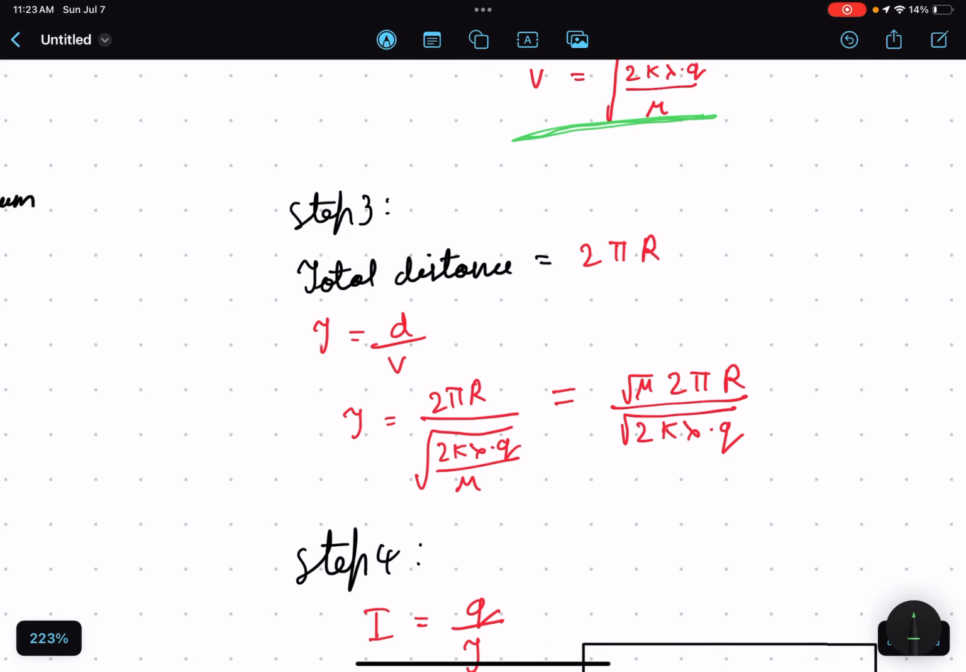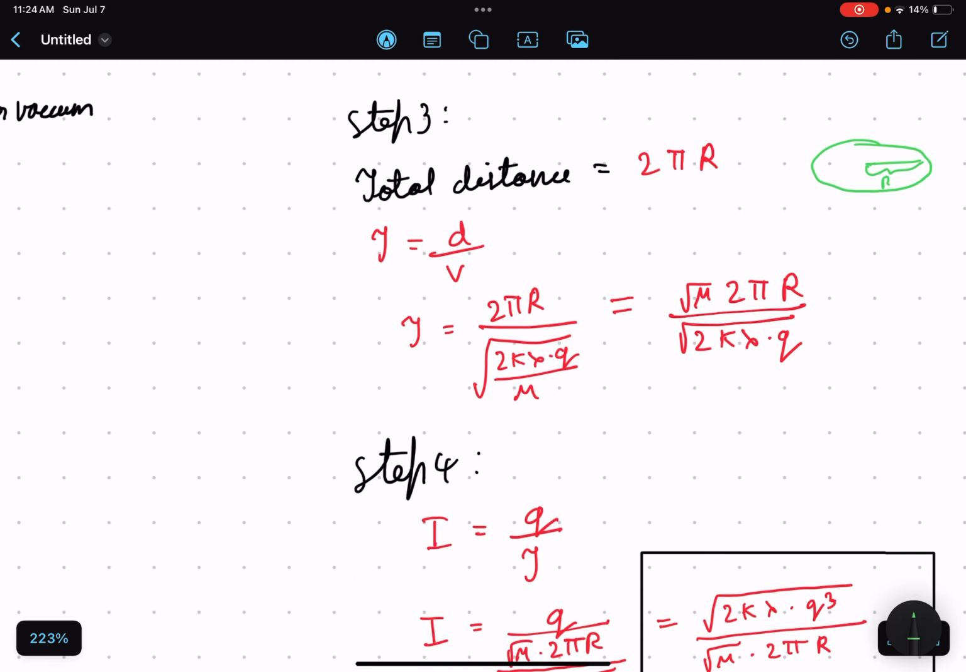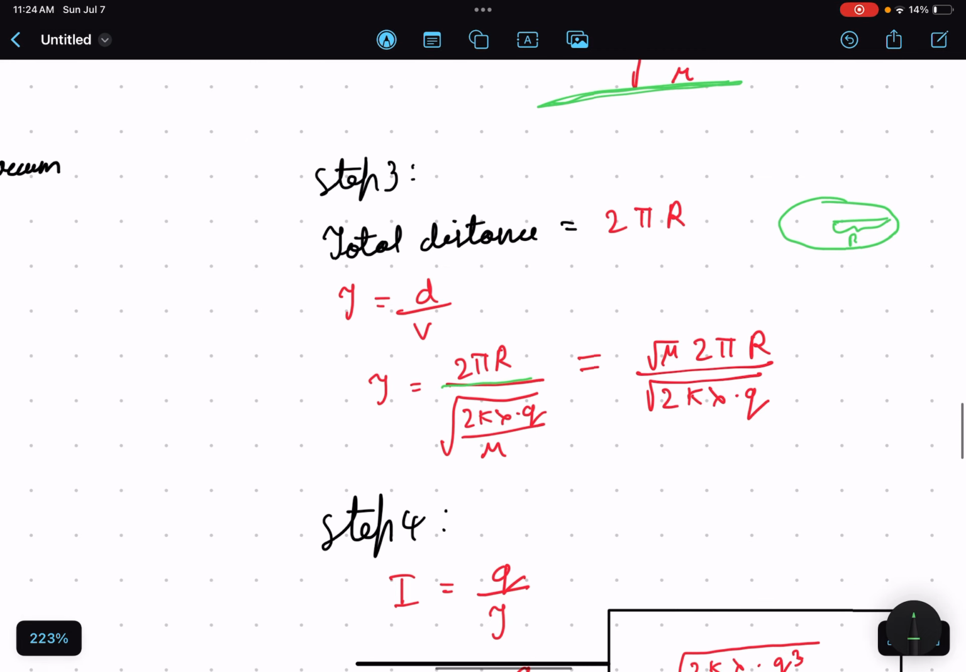So once you get velocity as this equation, we can move on to step 3, which is the time period. We have to find the time it takes for the charge to complete the whole revolution. So the total distance of the revolution is going to be 2 pi r, as the radius of the revolution is r. So the time, as you know, is distance divided by velocity. So we can take the total distance as 2 pi r, and we can substitute the velocity equation over here. If we do that and if we rearrange the terms, we will get this equation right here.